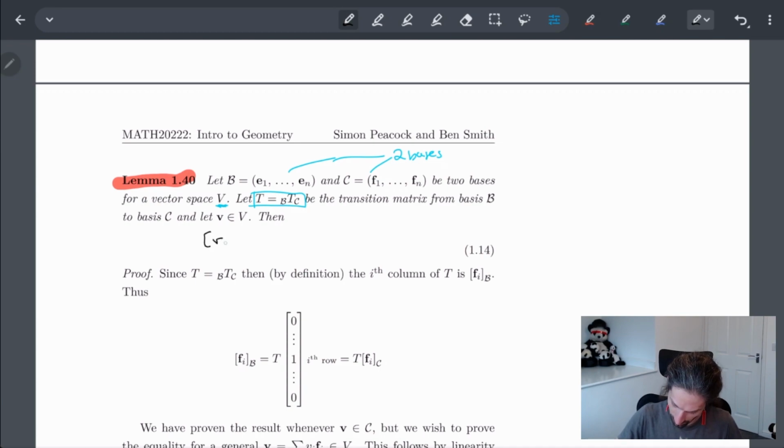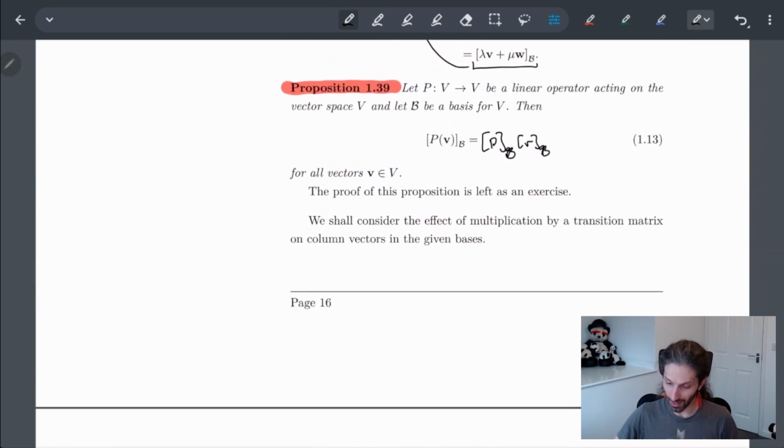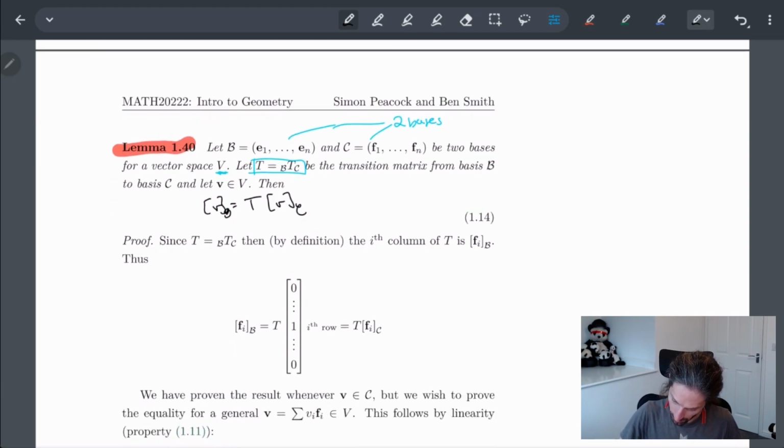If I look at V of B, so here, maybe stop the video and try to guess what would happen here. What should be after this equality? A little hint, if you need, look at proposition 1.39, and here we basically just took something and we multiplied things. And here we basically get an identical thing. So here we end up getting just T of V of C. And that's it. So we go from B to C.